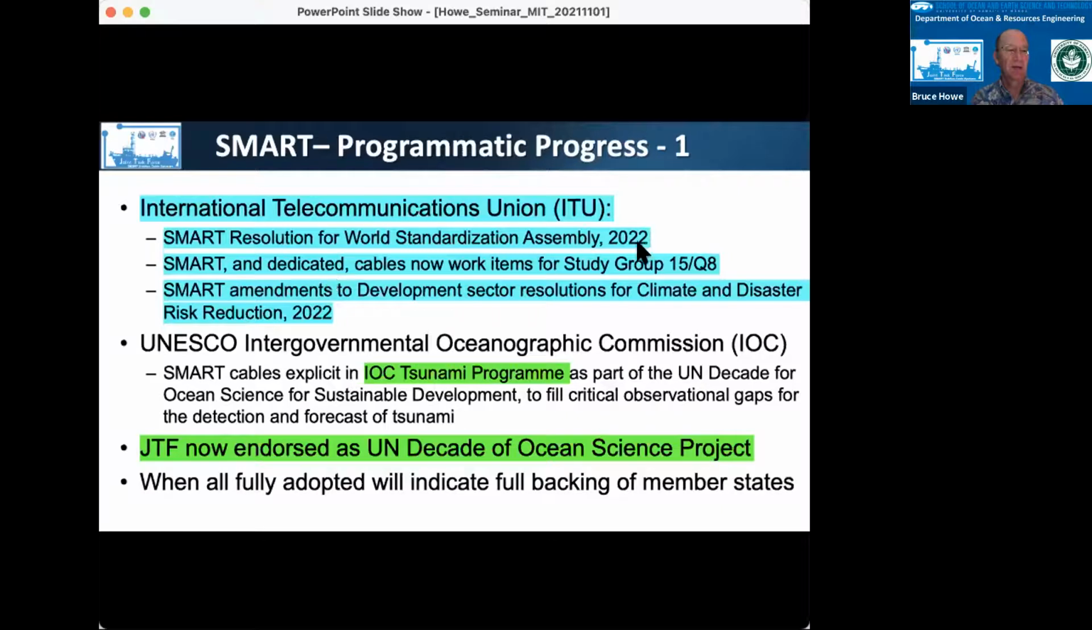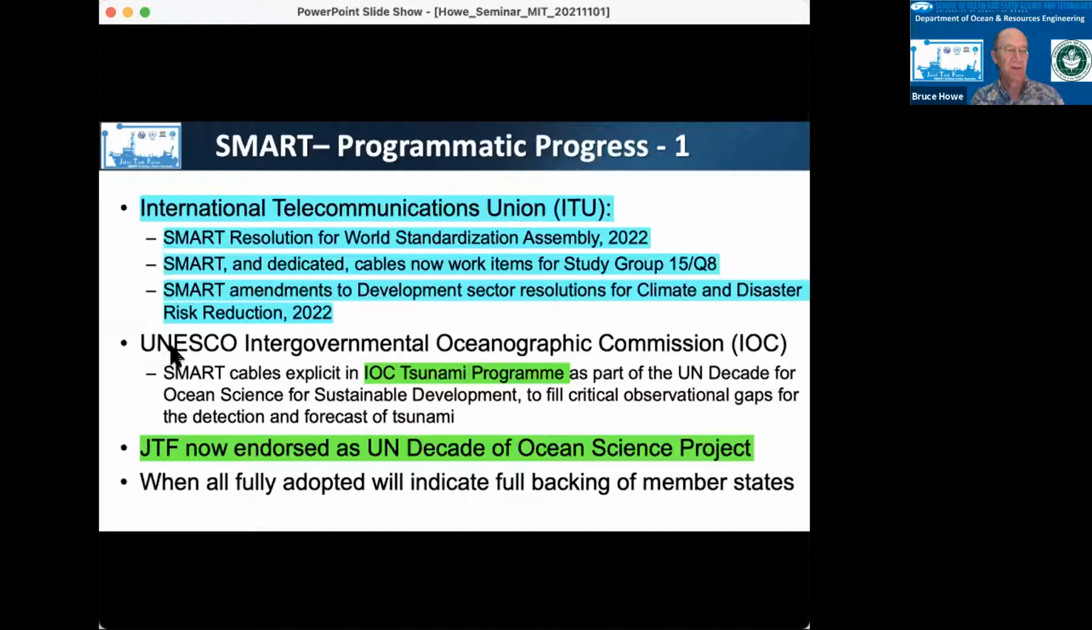And then they have entities called study groups that address questions. I mean, they write requirements and recommendations for Ethernet, precise timing, 5G and so on, and they're going to work on similar documents for both smart cables combining with telecom as well as dedicated cable systems. And then furthermore, they're going to amend various resolutions already on the books for climate and disaster risk reduction to include smart cables in those.